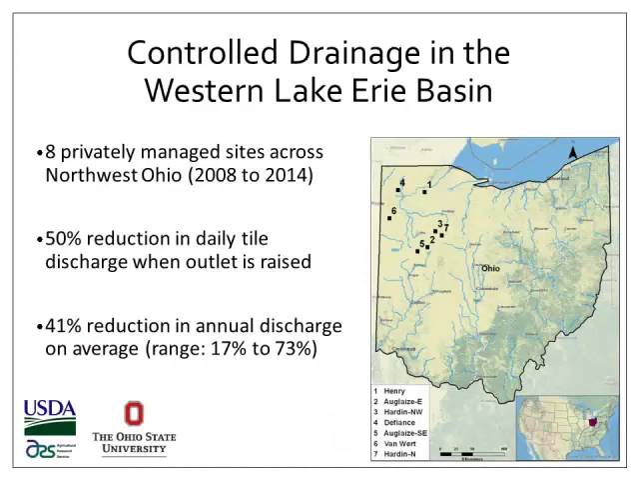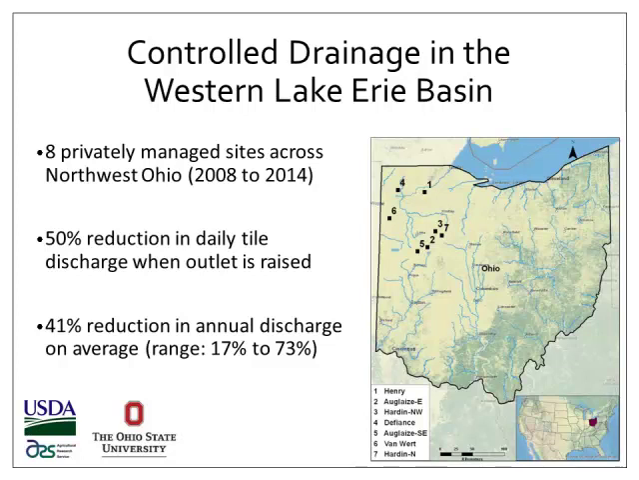So the USDA partnered with the Ohio State University to conduct long-term experiments of controlled drainage all across Northwest Ohio. And these sites were 8 privately managed farms. So that means the farmer just went out and did what the farmer was normally going to do, and we managed the boards, and we were collecting the data and trying to figure out what benefits the farmer got from using controlled drainage systems.